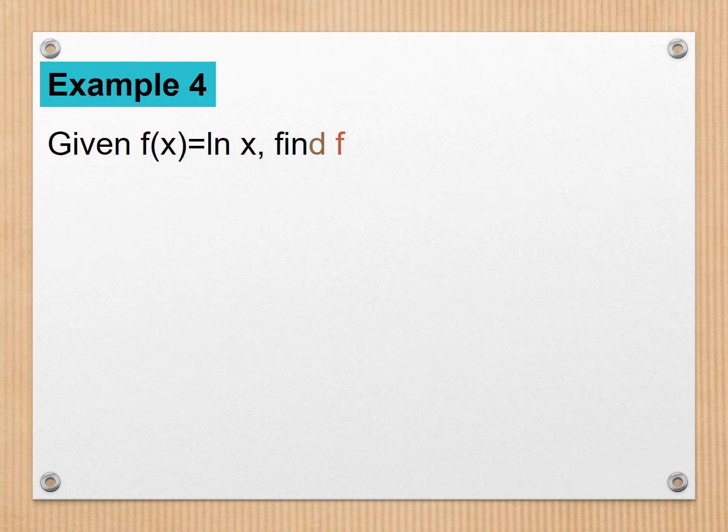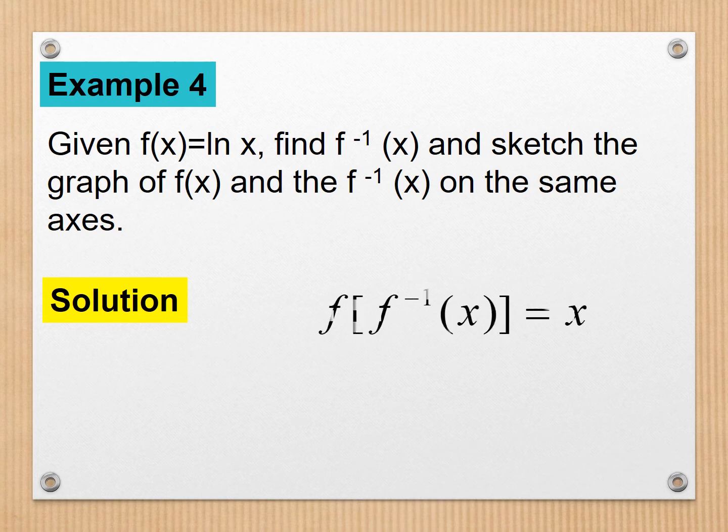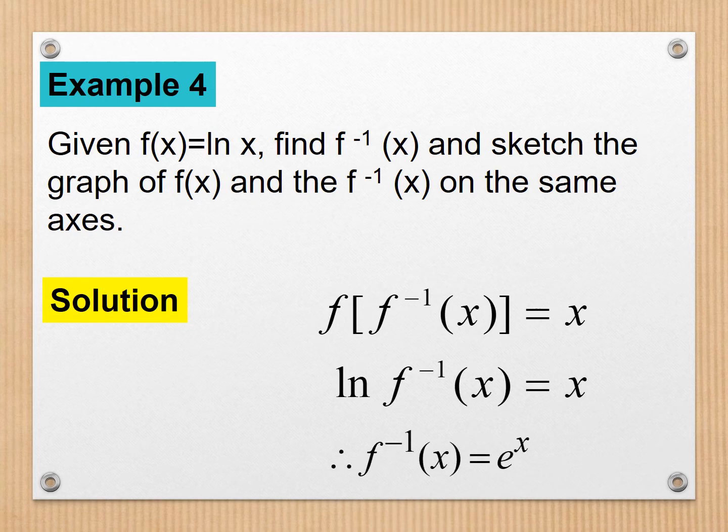Example 4. Given f(x) equals ln x, find f inverse of x and sketch the graph of f(x) and f inverse of x on the same axis. First, we find f inverse. By using property, f inverse is equal to x. So then ln f inverse equals x. So then we e both sides, we get f inverse is equal to e power x. So f inverse here is e power x.